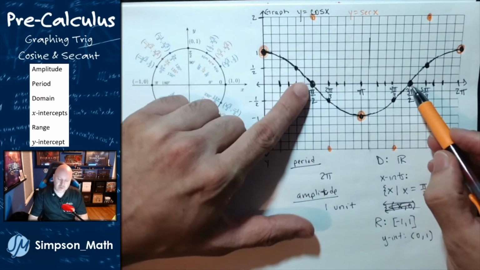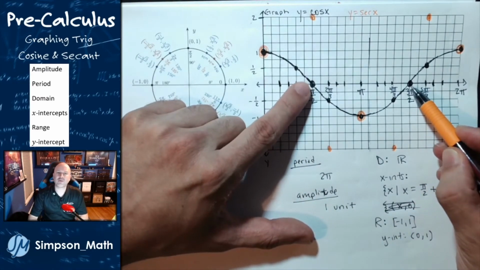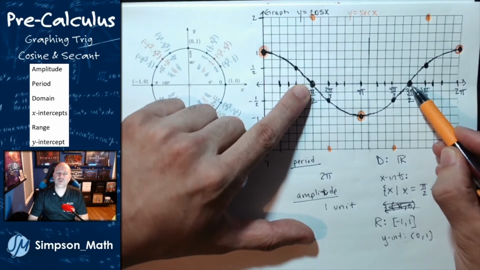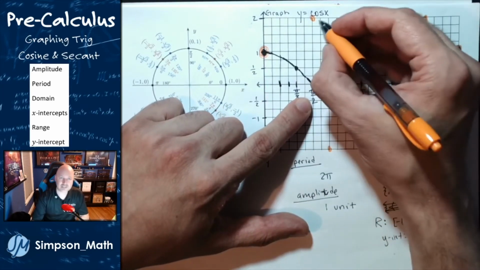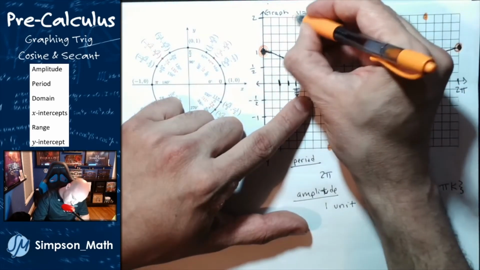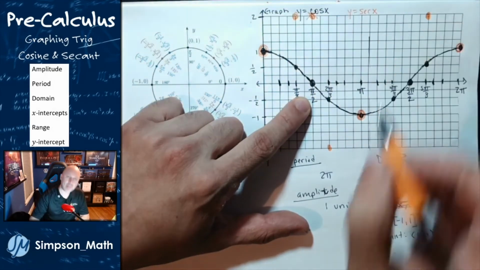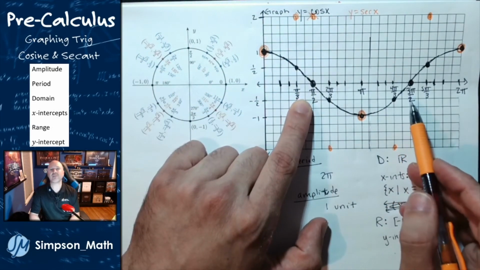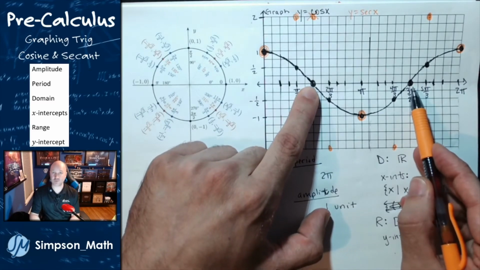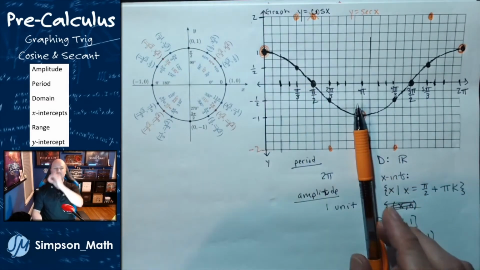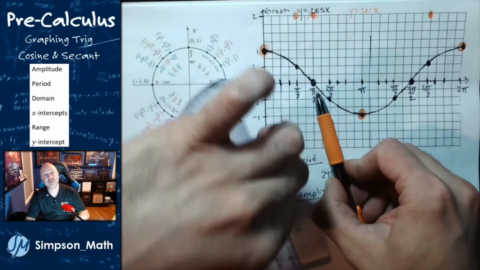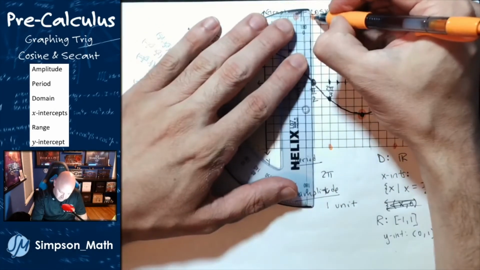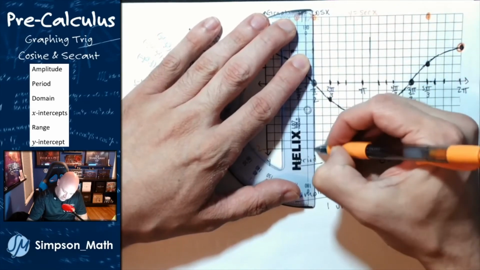And what happens at these zeros, when cosine has intercepts, or when cosine touches the x-axis? Oh, I've done that mistake again. This should be there. At pi halves and 3 pi halves, cosine is 0. 0 reciprocated, I put 0 under a 1. 1 divided by 0 is undefined. So those x-intercepts on cosine become asymptotes for the secant graph.